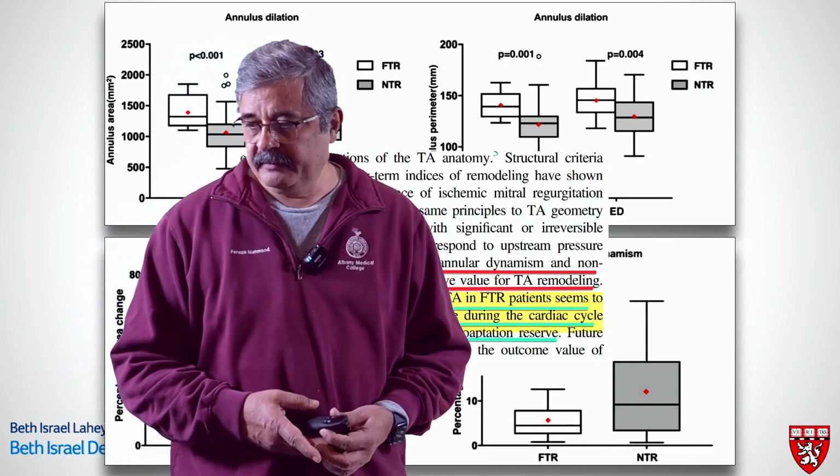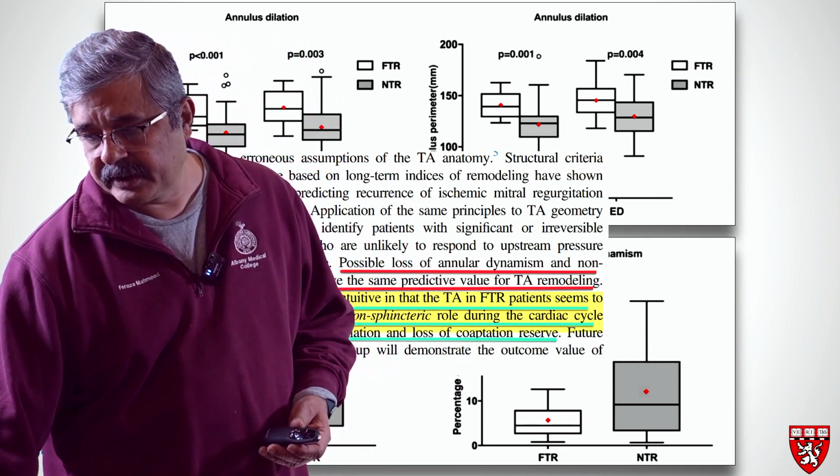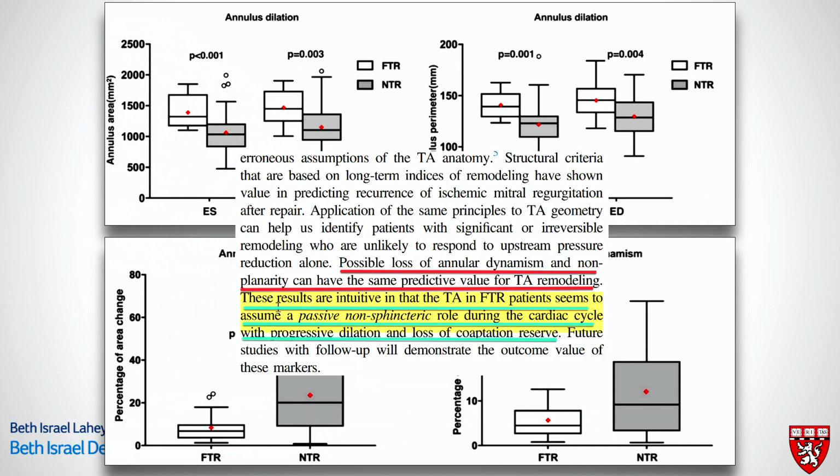So what we have demonstrated in this one, the conclusion, was that a possible loss of annular dynamism and non-planarity can have the same predictive value for tricuspid annular remodeling as in the mitral annulus. These results are intuitive, in that the tricuspid annulus in functional tricuspid regurgitation seems to assume a passive, non-sphincteric role during the cardiac cycle, with progressive dilation and exhaustion of the coaptation reserve.